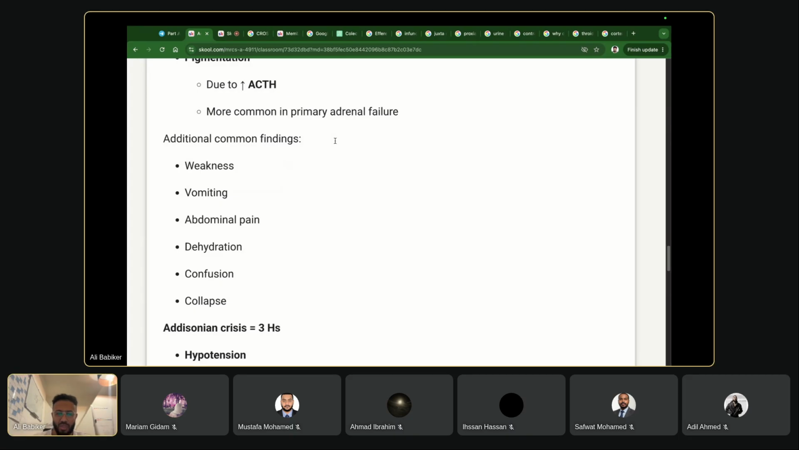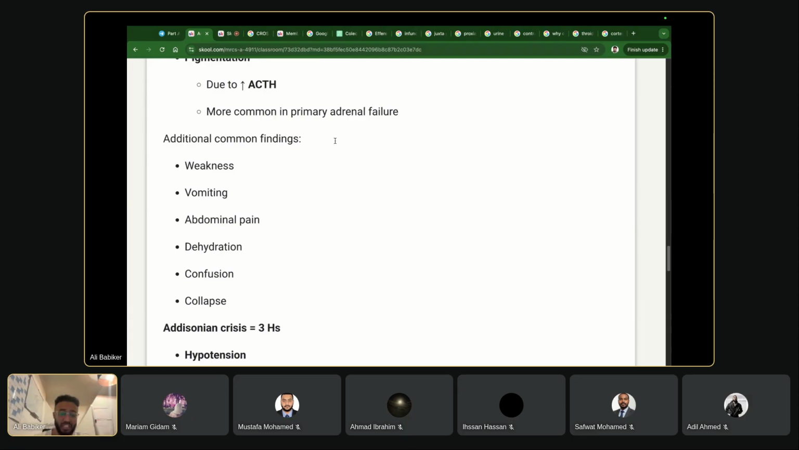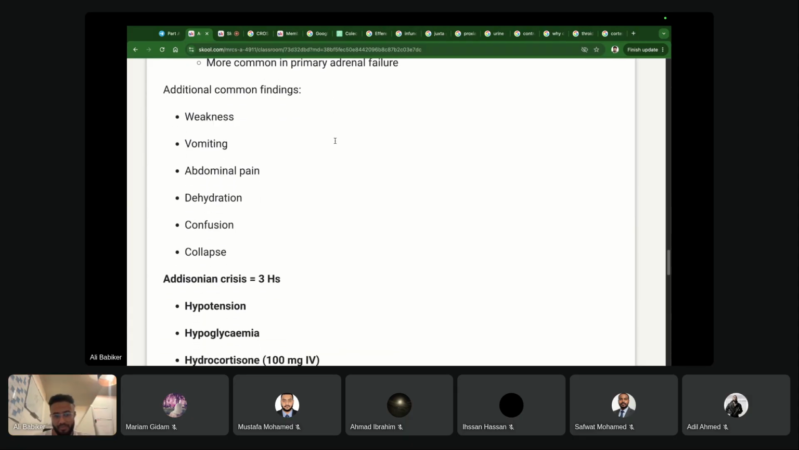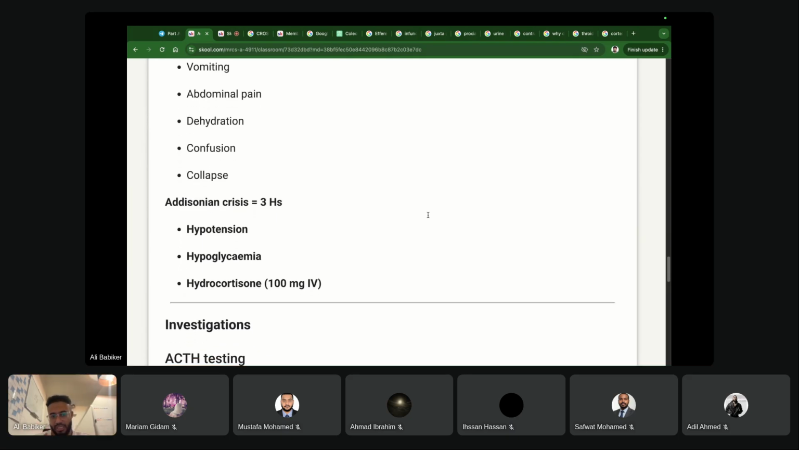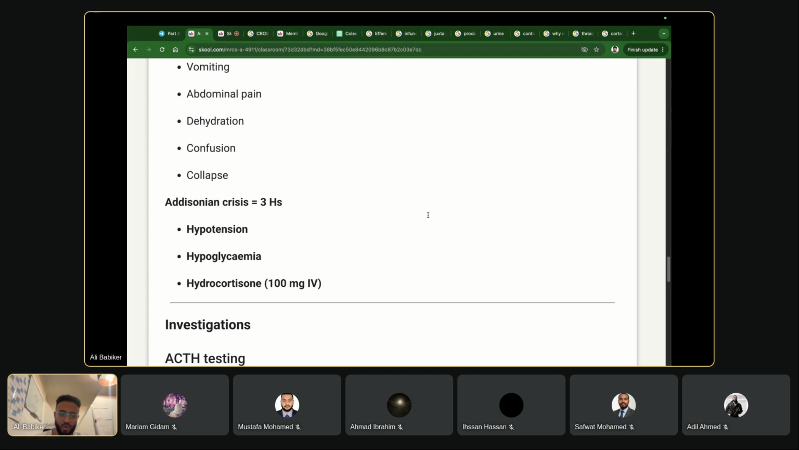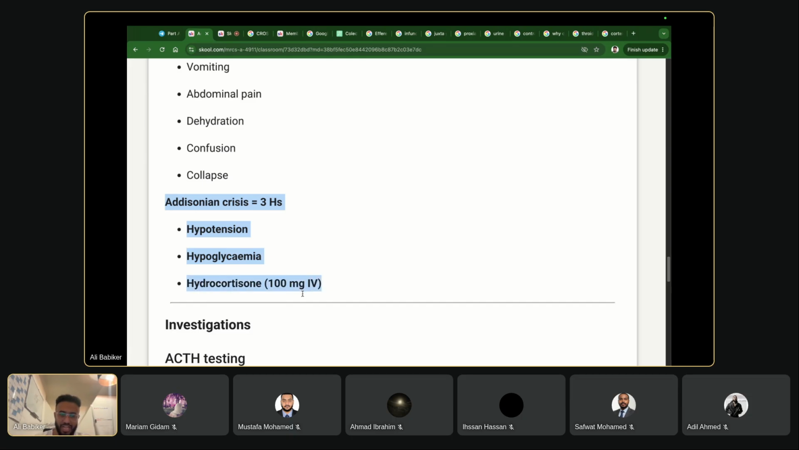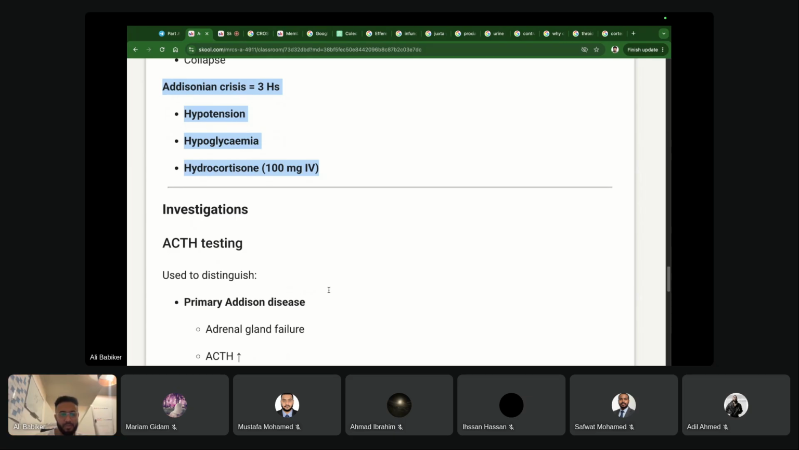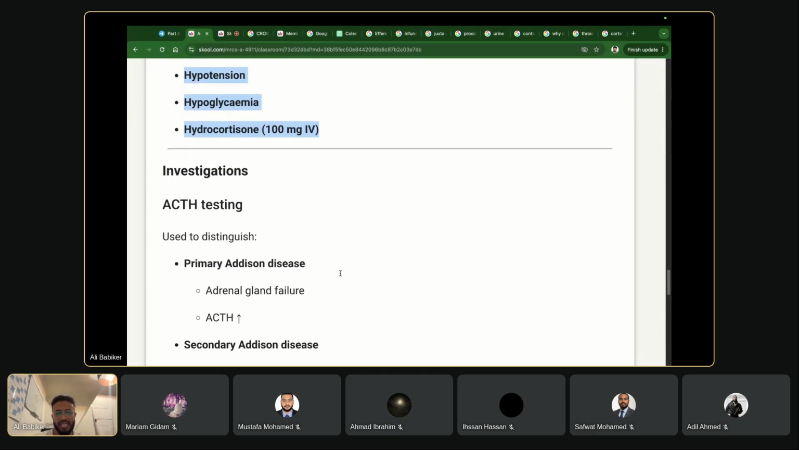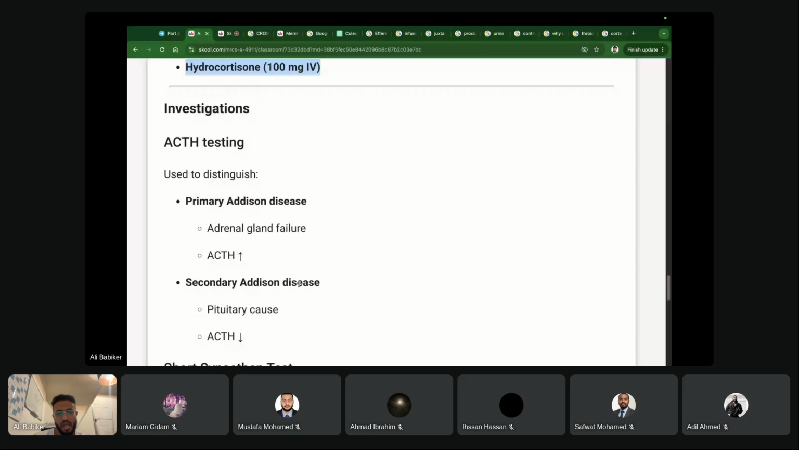If you have a young lady coming with weird symptoms and she tells you, every time I measure my blood pressure it is low, think about that one. Addisonian crisis is 3H: hypotension, hypoglycemia, and we should give hydrocortisone 100 milligram IV. I just created this mnemonic for you to make you memorize what's really important. Okay, what investigation can we do? ACTH testing is used to distinguish primary Addison disease from secondary Addison disease.